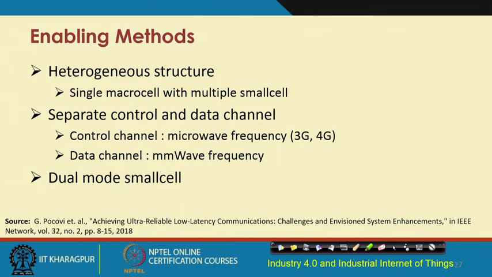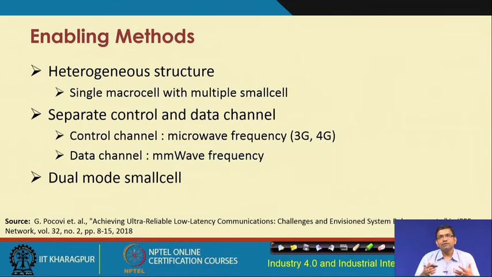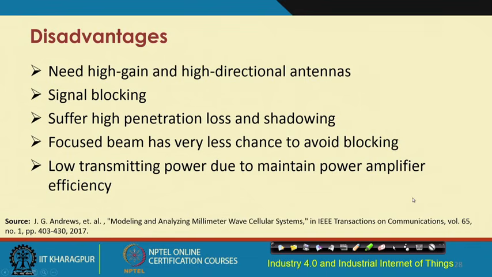So, I am talking about these at a very high level, quite fast. If you really have to go through and understand these in detail, a lot more time will be required. In case you are very much interested to know about millimeter wave or any of these technologies in much more detail, I would encourage you to go through the corresponding material, the source that is given at the bottom of the slide. The disadvantages of millimeter wave communication are that there is a need for high gain and highly directional antennas, and the technology suffers from high penetration loss and shadowing.